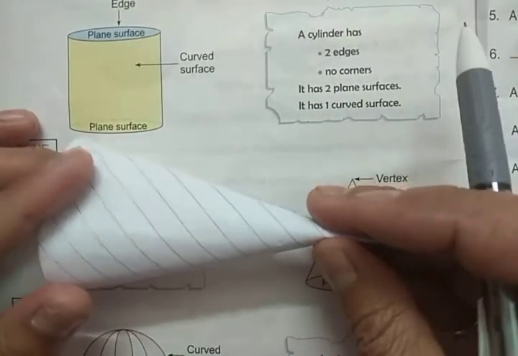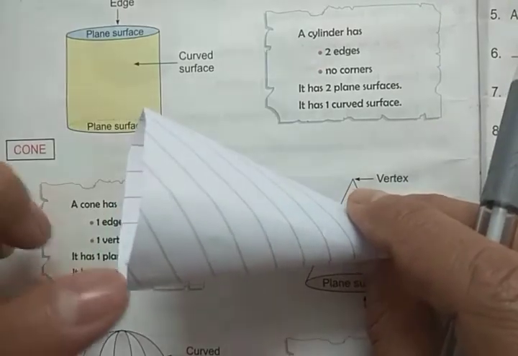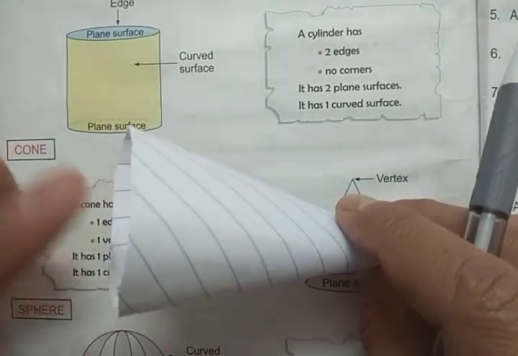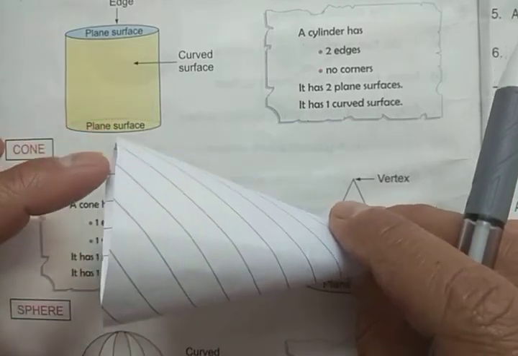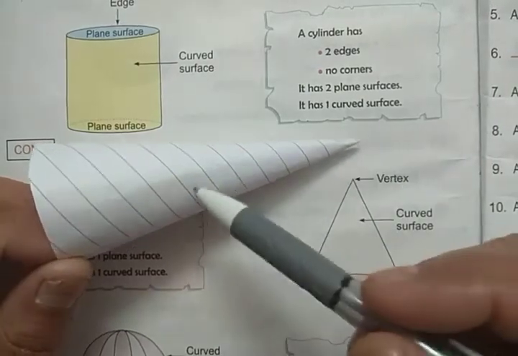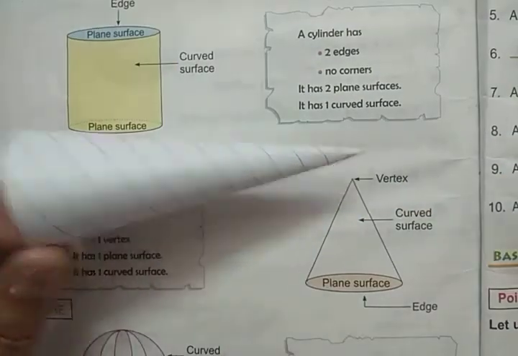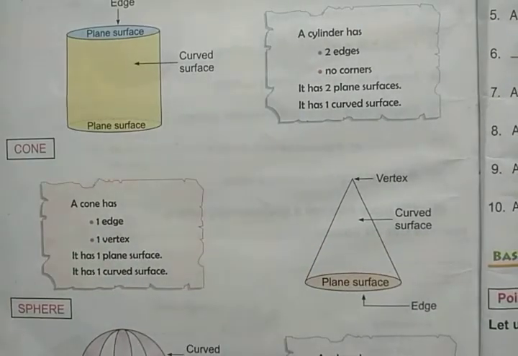How is this? It is a curved surface. And here is the plane surface. You can see here this is the plane surface and this is the edge. Where these two surfaces meet each other, what forms here? An edge. So there is one edge, one vertex, one curved surface and one plane surface. So everything is 1 here, right?